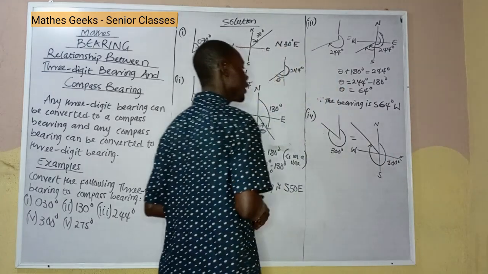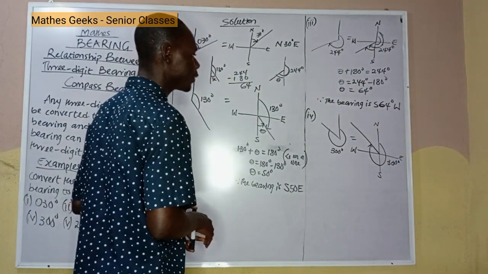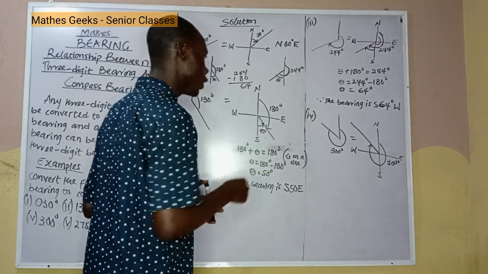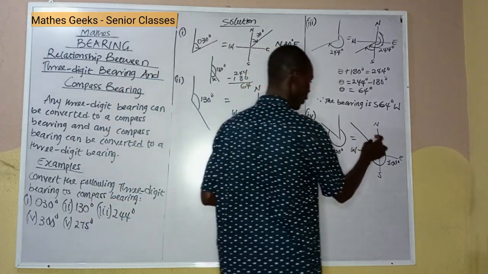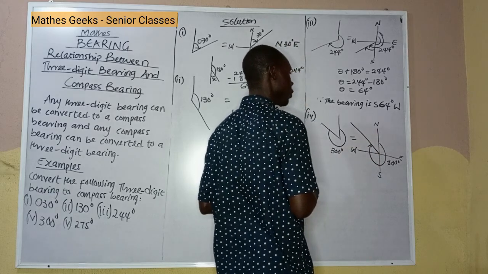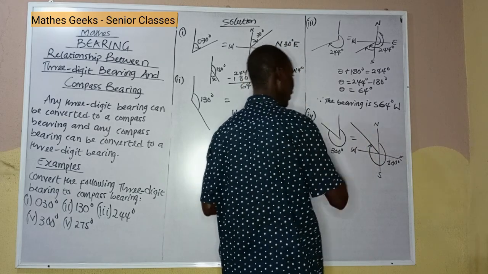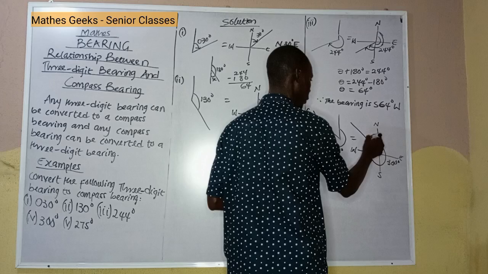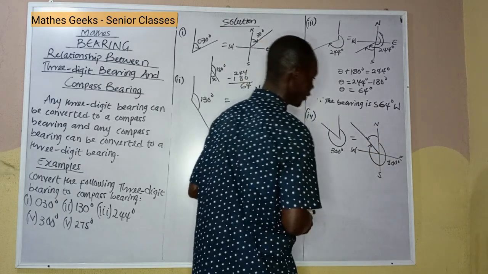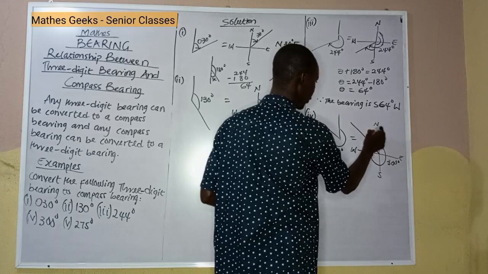Now, to get the equivalent of this in compass bearing, the measurement must start from the north only. So if from the 3-digit bearing, your measurement started from the north to meet this line, and compass bearing says the measurement must start from the north only to meet the line, it means you're going to move like this and stop here. So what do you observe? This is angle at a point. Okay, so we call it theta.